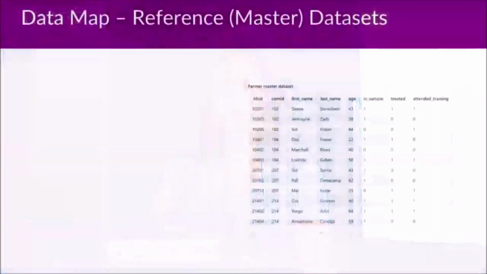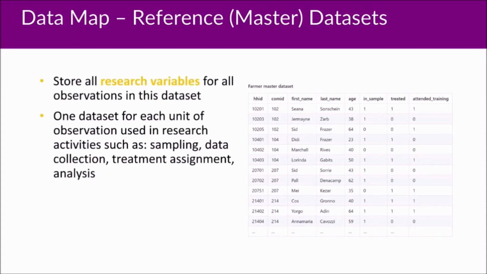So let's talk about what I'm calling rebranding a reference data set. This may be a little bit small for you, but basically this is a list of a lot of different people, and we have their household IDs, community IDs, first name, last name, age, and then a few different columns that say things like, are they in our sample? Are they treated? Did they attend training?